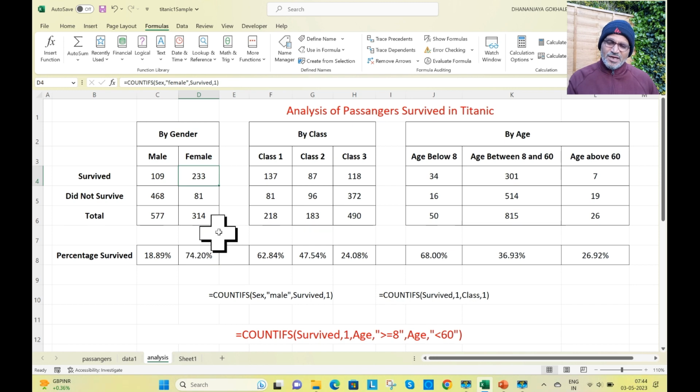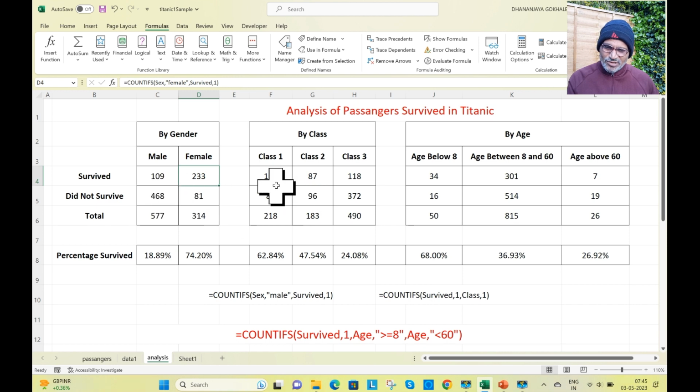Why is that? It makes sense. Probably they would have allowed the females to escape first, so they would have gone up to the upper decks and probably jumped into the boats and out, and more females would have survived. Yes, so it makes sense like that.